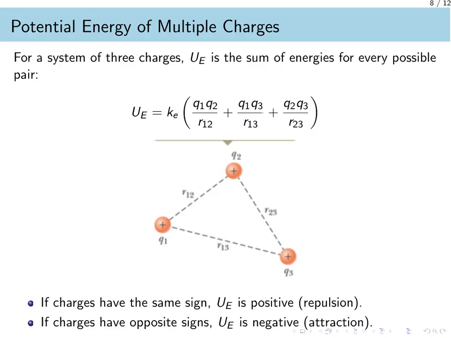For example, with 3 charges, you calculate the energy for the pair of charge 1 and 2, then the pair of charge 1 and 3, and finally the pair of charge 2 and 3. You then add these 3 terms together, multiplying the entire sum by the Coulomb constant. This sum represents the total work required by an external agent to assemble the entire configuration of charges from infinity.